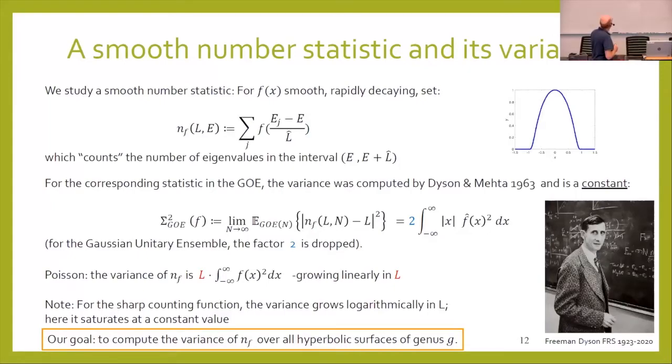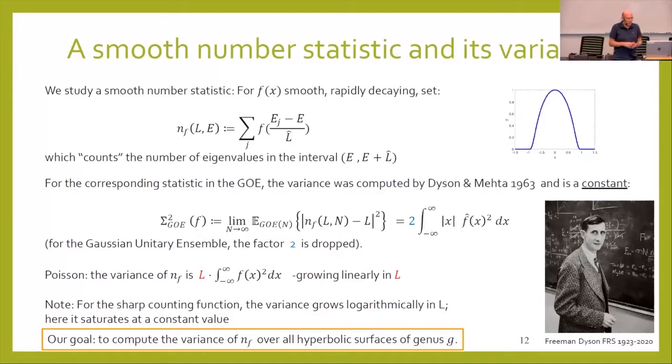Yes, Leo. The integral, I am assuming that f probably integrates to 1. Yeah, you're right. So L is the expected number of levels. Yeah, so this assumes that f integrates to 1. Yeah, the window function is a window function. It integrates to 1. But this quadratic functional is what it is. And there's a factor of 2 or 1, depending on if you're GOE or GUE. And in the Poisson case, the variance grows linearly with the number of eigenvalues, while in the GOE case, the variance saturates to a constant value.